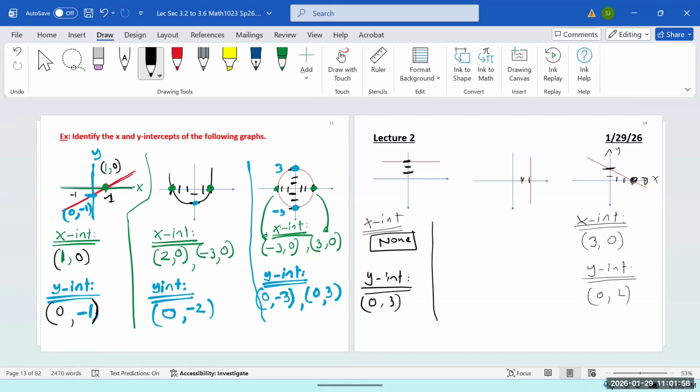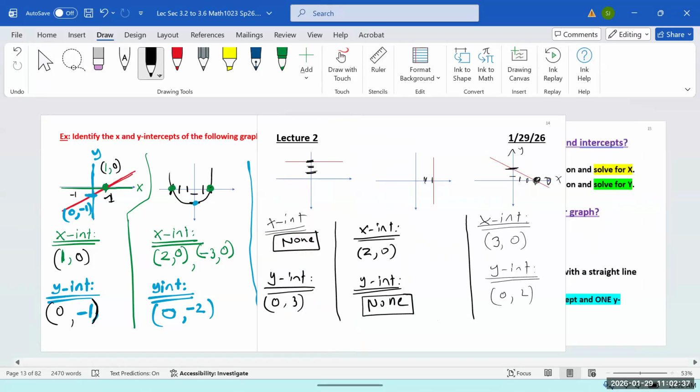Good job, guys. Now the last one. Volunteer? 2, 0. And how about the y-intercept? There is none. We are not crossing the y-axis. If you don't cross an axis, we don't get that intercept. So this is our graph. It's only going to the x-axis. It's not going to the y-axis. So there is no y-intercept. Any questions?